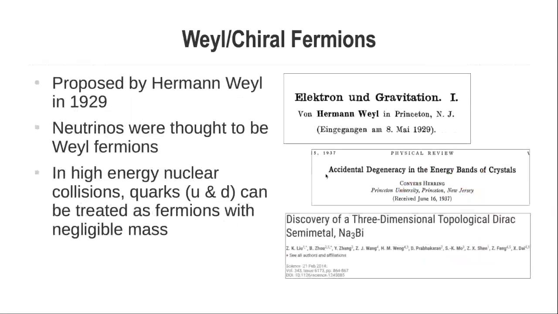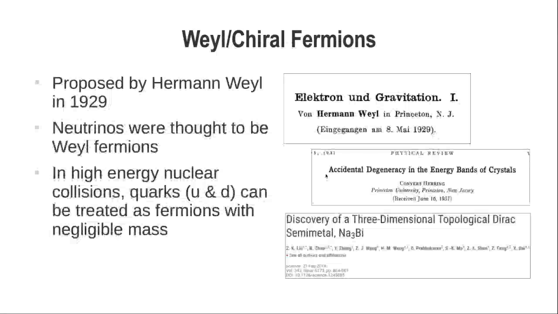So Weyl fermions were proposed about 2 years after Dirac proposed his equation in 1929. Soon after, they were thought to be very good candidates to describe high energy physics or particle physics, things like neutrinos. But around the late 1950s, it was found that neutrinos needed to have mass. So neutrinos were no longer thought to be Weyl fermions after that.